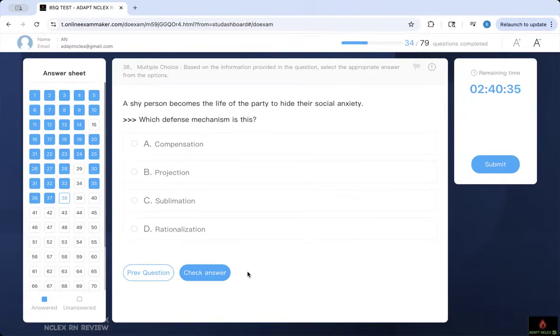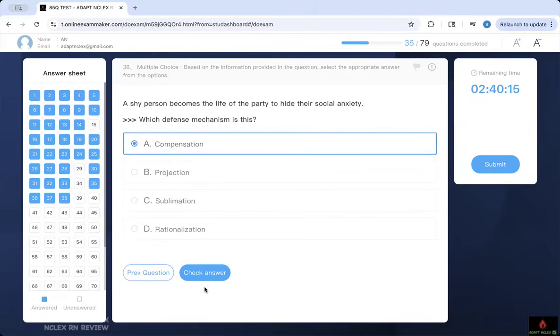Compensation, projection, sublimation, and rationalization. You have to know the definition of all of them. Projection is like whatever you are, you're projecting it on somebody else. Rationalization, you're making sense out of it. She's compensating, right? What she's doing is compensating for the situation.